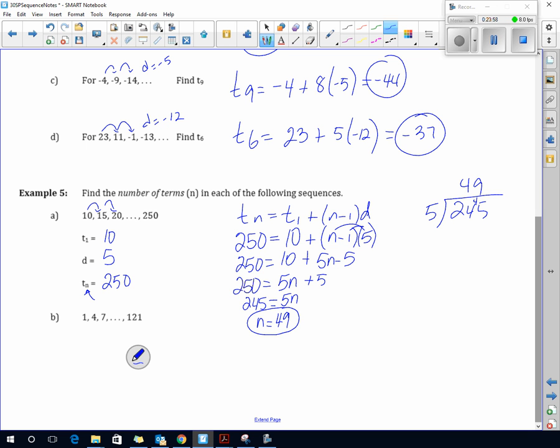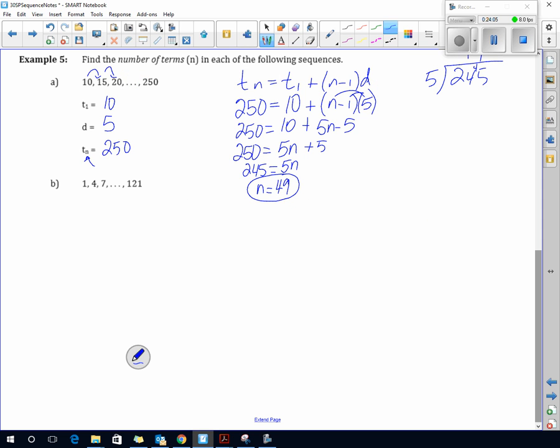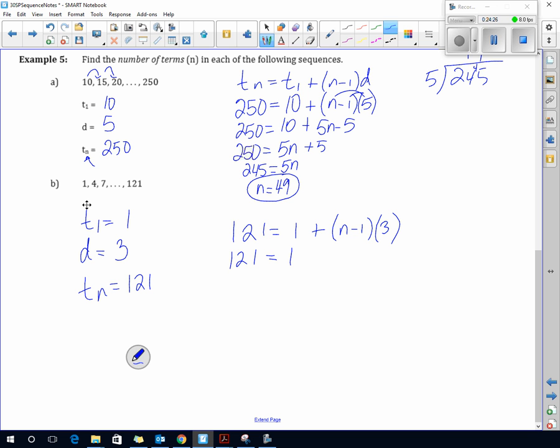All right. Term 1 is 1. The common difference is 3. Term n is 121. 121 equals 1 plus n minus 1 times 3. 121 equals 1 plus 3n minus 3. 121 equals 3n minus 2. 123 equals 3n. n equals 41. Okay, any questions?